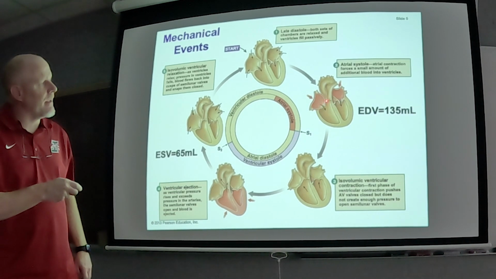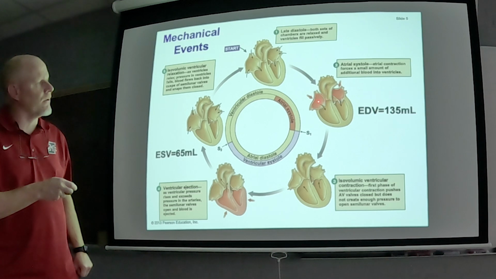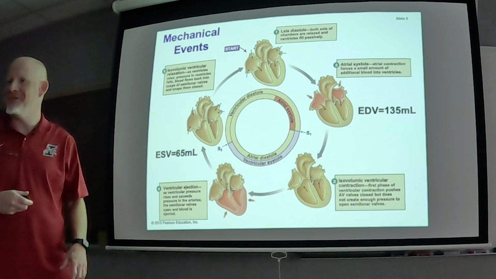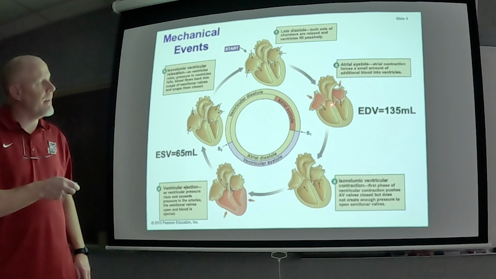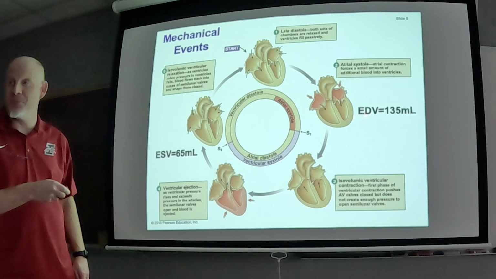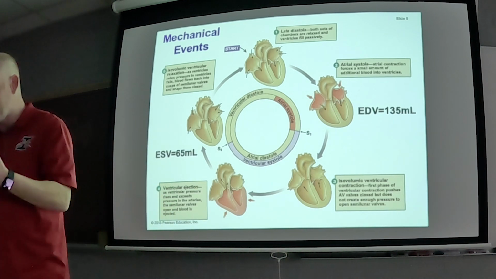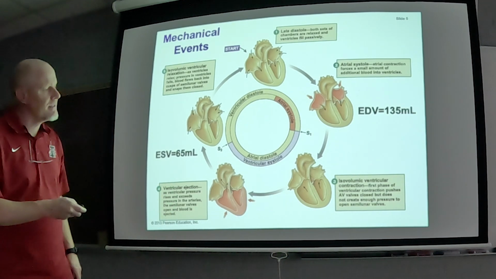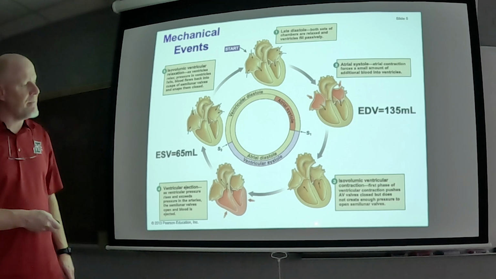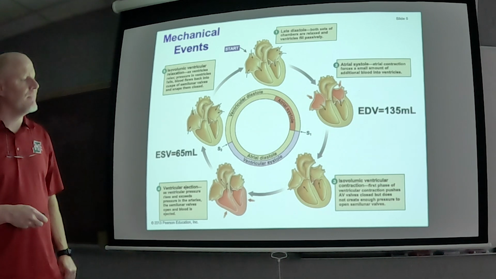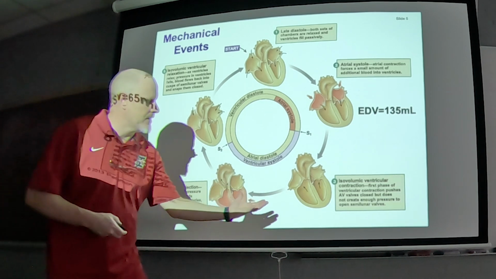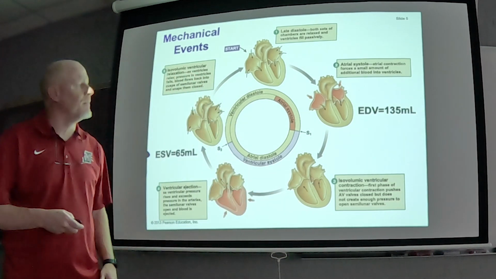By that time, we would have passed our electrical signal to the AV node. And the AV node will then send the electrical signal down those bundle branches, down the septum and all the way down to the apex. And then the apex will start contracting, and as the ventricle contracts, it's going to push blood up.